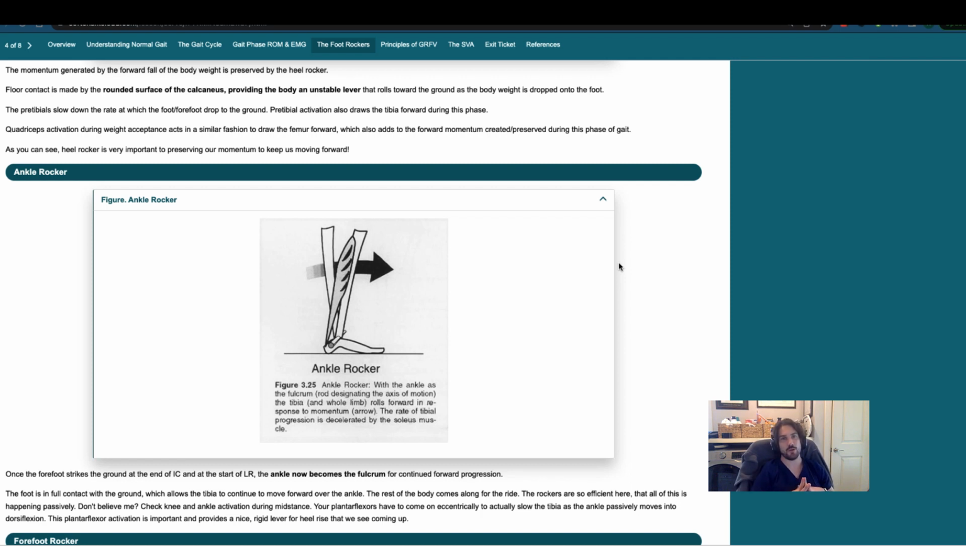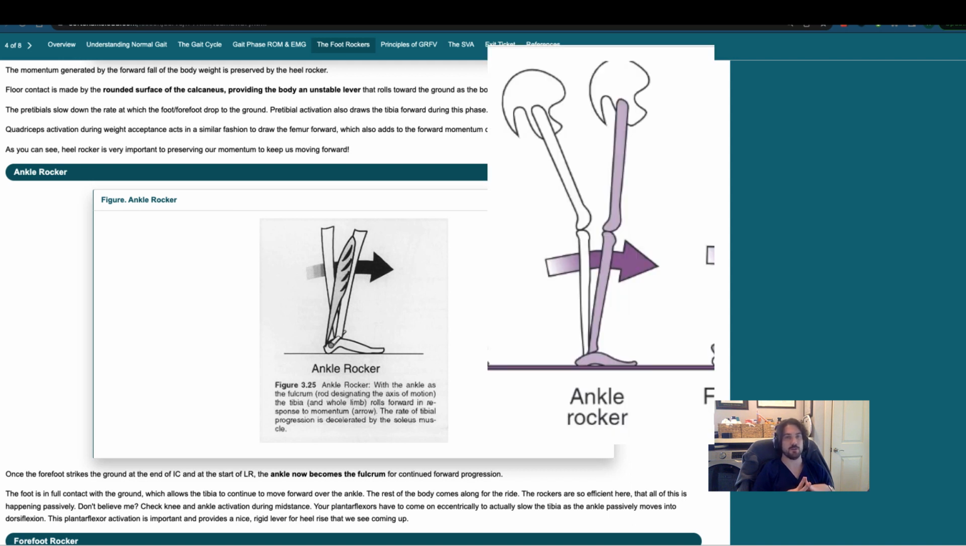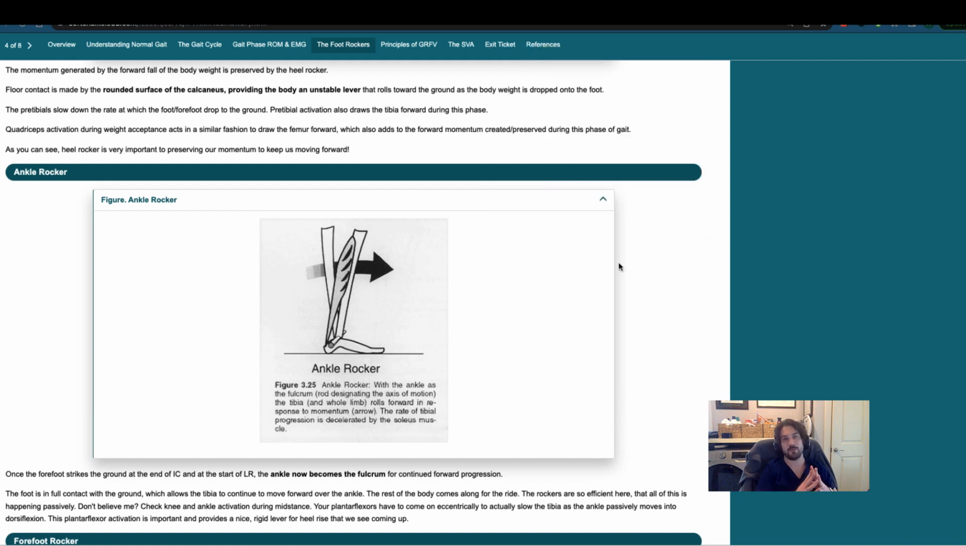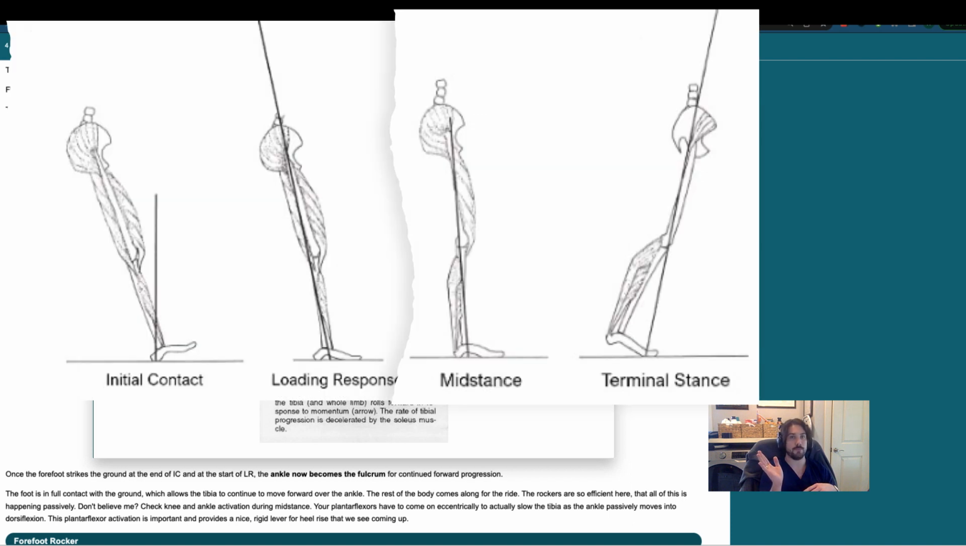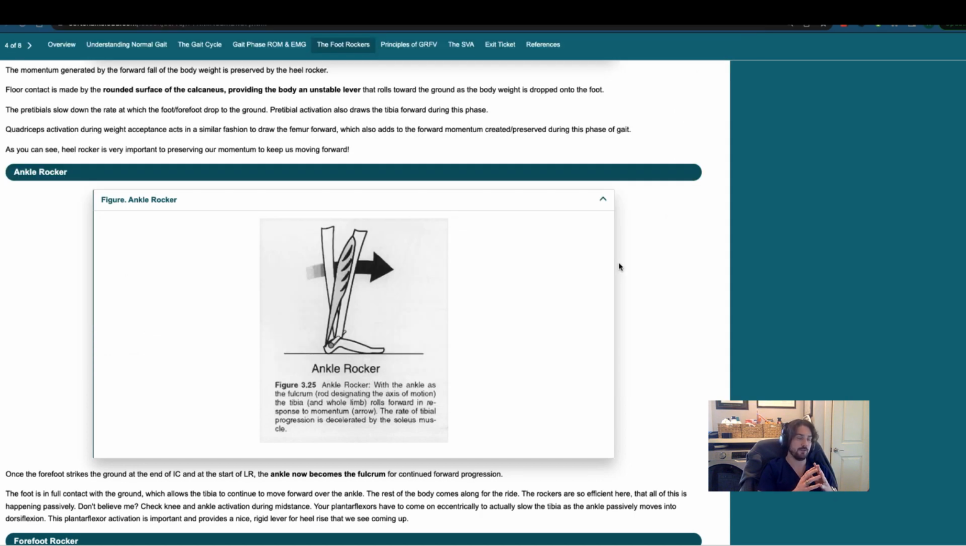Okay, so now we are looking at ankle rocker. This starts during loading response when our foot is flat, and it progresses into mid stance as our tibia is progressing over our ankle. And so our tibia progresses over our ankle in normal gait by moving from a position of plantar flexion during loading response to a position of dorsiflexion during mid stance. And all of this is being controlled, and the tibia is being decelerated as it moves forward, by the action of the ankle plantar flexors.